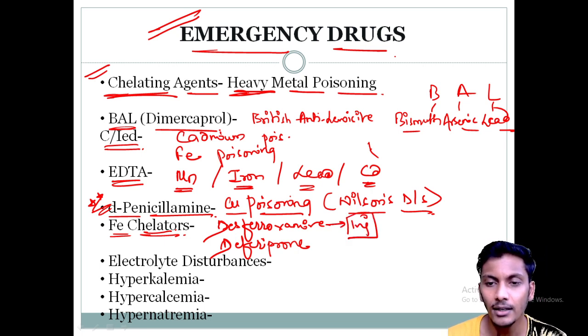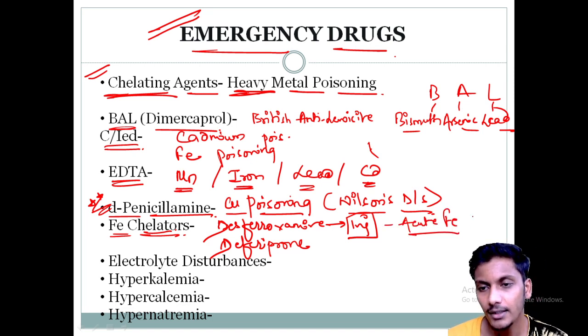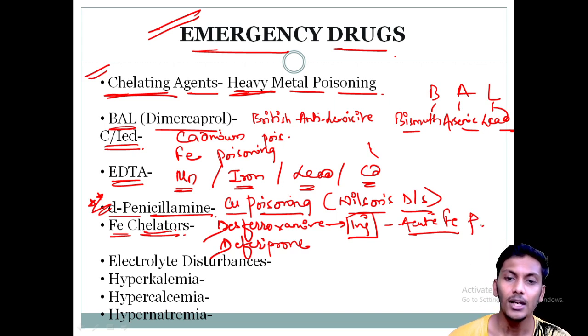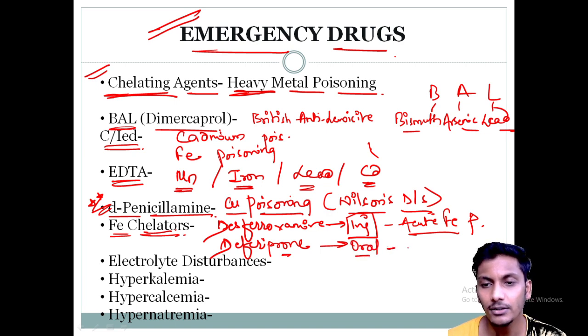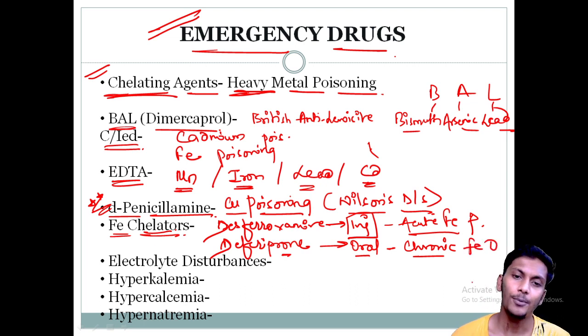an injectable drug and injectables are faster acting. Therefore these are used in cases of acute iron poisoning. Whereas deferriprone, O comes in the name, therefore deferriprone is an oral drug which is used in cases of chronic iron overdose, right? Important ones to be remembered. Questions have been asked on desferoxamine earlier as well.